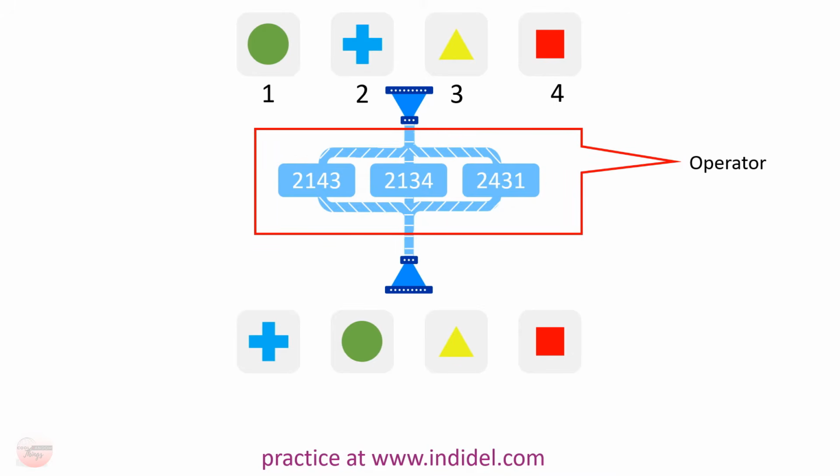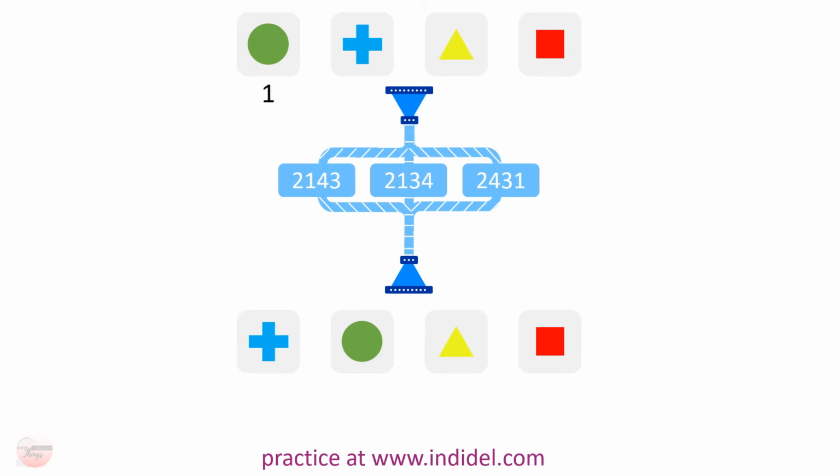So we have 3 operators. Let's go into the first operator. It has 2, 1, 4, 3, which means the number 2 comes first. So our blue comes first. Then it's calling number 1, which is green. Then it's calling number 4, which is red. Then it's calling number 3, which is yellow. But that's not the output we have. It's different. Now let's go to the second operator.